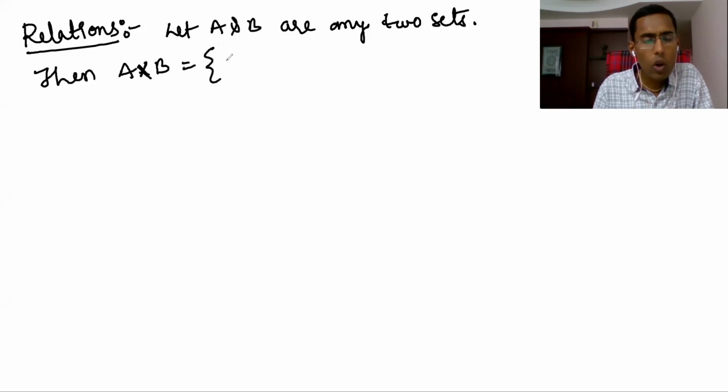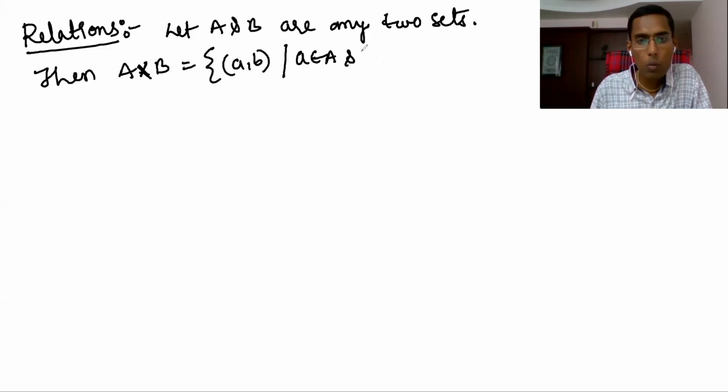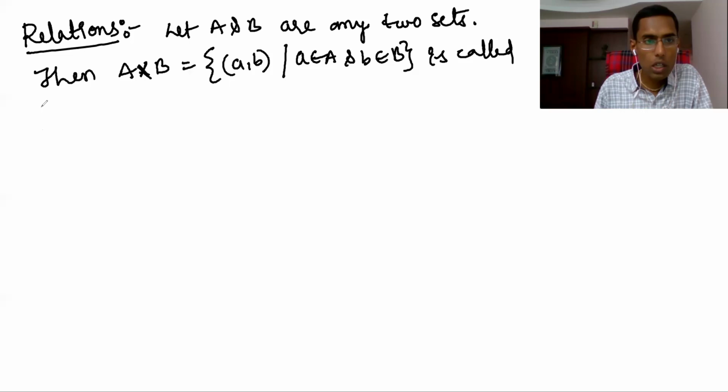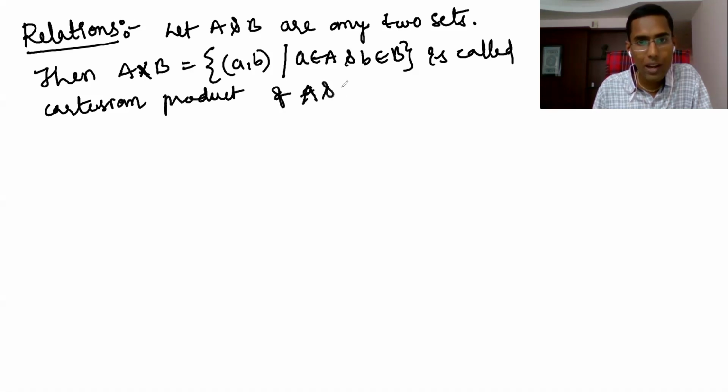is the set of all possible ordered pairs (a, b) such that a belongs to A and b belongs to B. So A and B are any two sets, then A cross B is defined as the set of all ordered pairs (a, b) such that a belongs to A and b belongs to B. It is called the Cartesian product of A and B. I'll explain what this means.